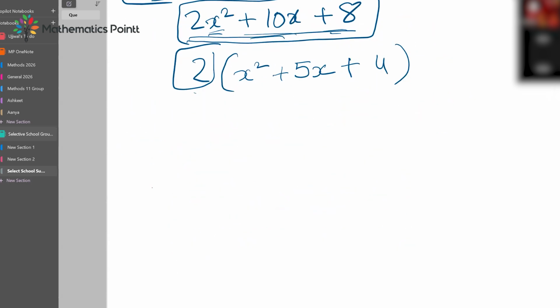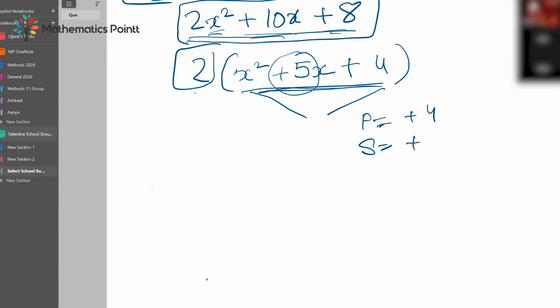Now, what you need to do is just pick this up and now apply method 1. So I need the product to be 1 times 4, a positive 4. And I need the sum to be a positive 5. What is that pair that can give me 4 in product, 5 as sum? 1 and 4. Good job.